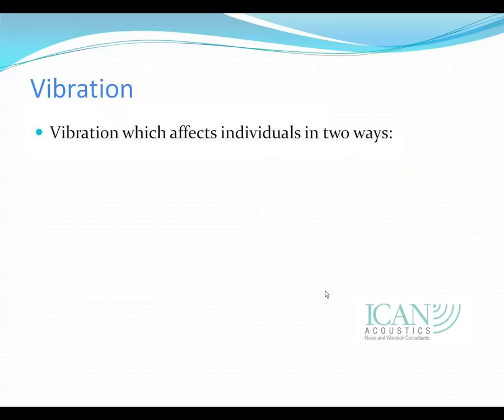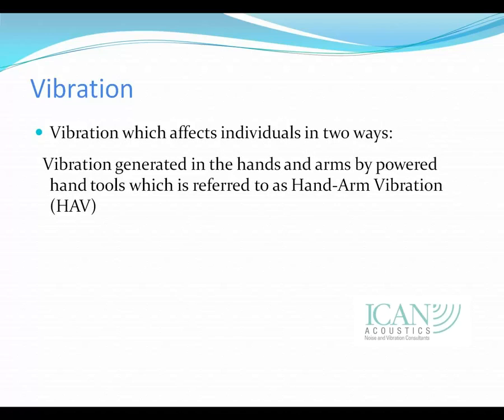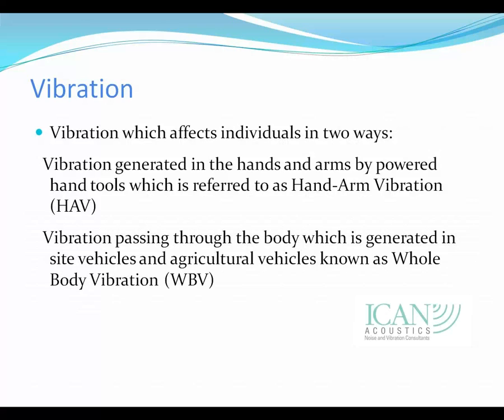So vibration. Well, vibration can affect individuals in two ways. The first way is vibration generated in the hands and arms by powered hand tools. We refer to that as hand-arm vibration, or you'll see it written as HAV. The other vibration you need to be aware of is titled whole body vibration, and it's vibration passing through the body which is generated in site vehicles and agricultural vehicles, and that's known as whole body vibration. There's two types of vibration we're concerned with.